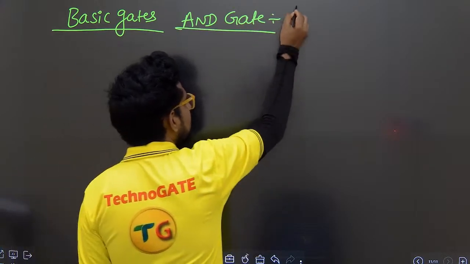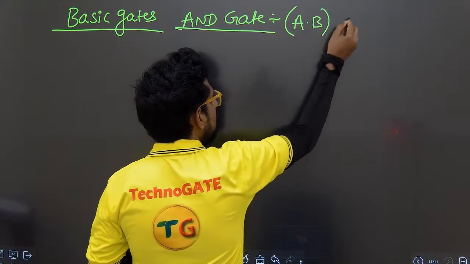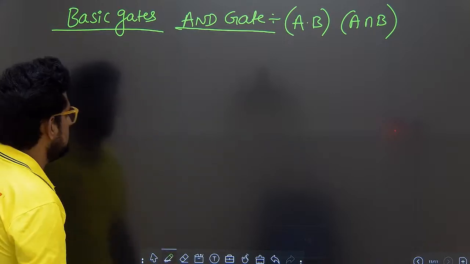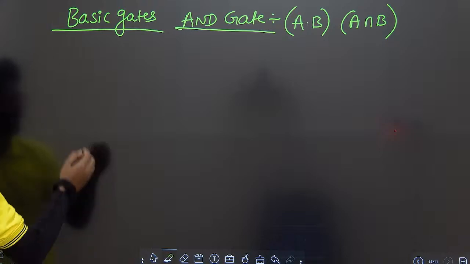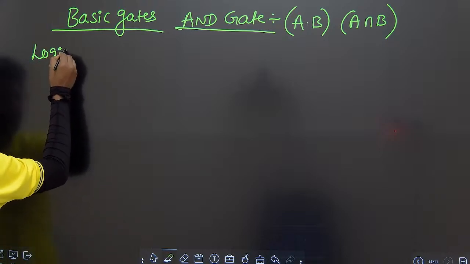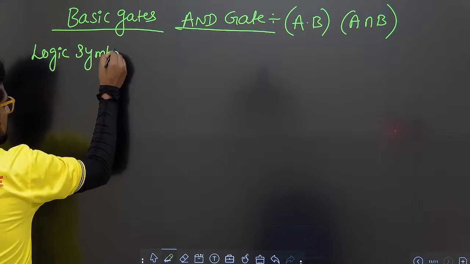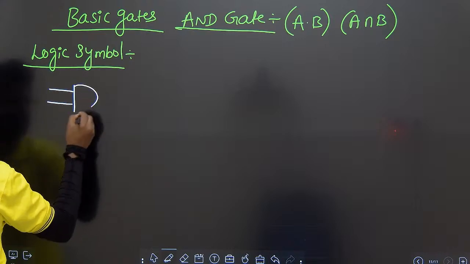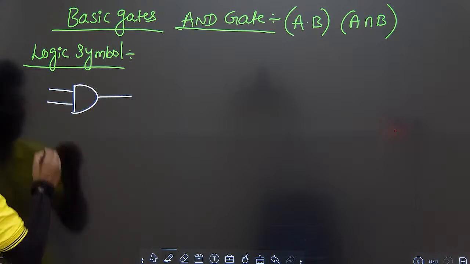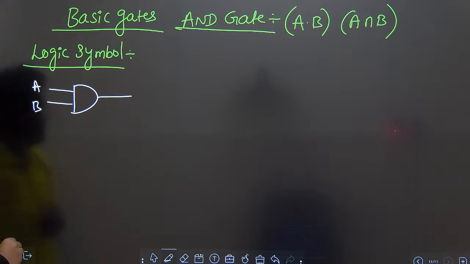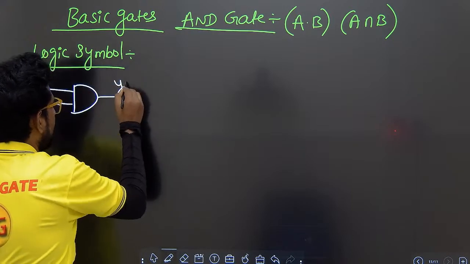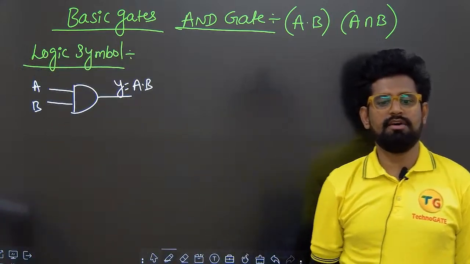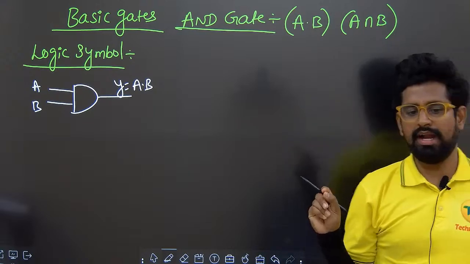It is represented with A and B or A intersection B. Okay, so two input gates I am taking. First let me draw the logic symbol. So the logic symbol of AND gate, which is of two input, here I am representing. This is the logic symbol. A, B are the inputs and the output we have is Y is equal to A and B.